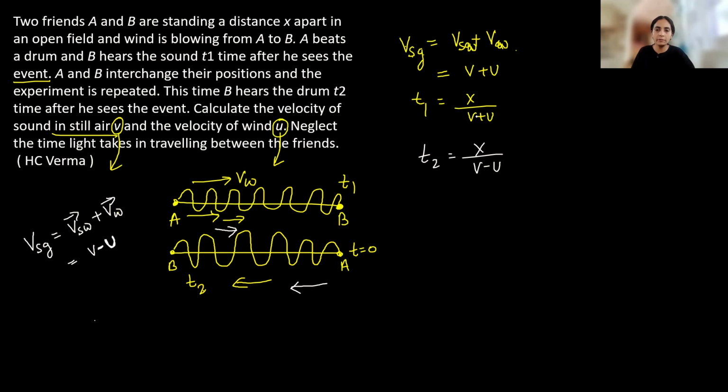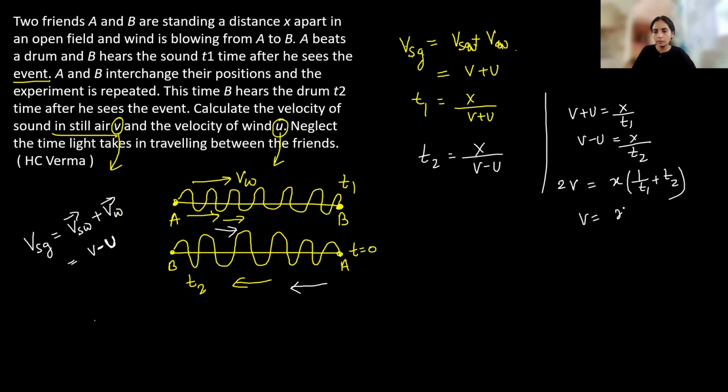Now we have to calculate V plus U and V minus U. Sorry, we have to calculate V and U in terms of x, T1, T2. So V plus U you will write as x by T1 and V minus U you will write as x by T2. So add these two, you will get 2V equal to x times (1 by T1 plus 1 by T2). Okay, so V is equal to x by 2 times (1 by T1 plus 1 by T2). And similarly you will get the value of U, right?